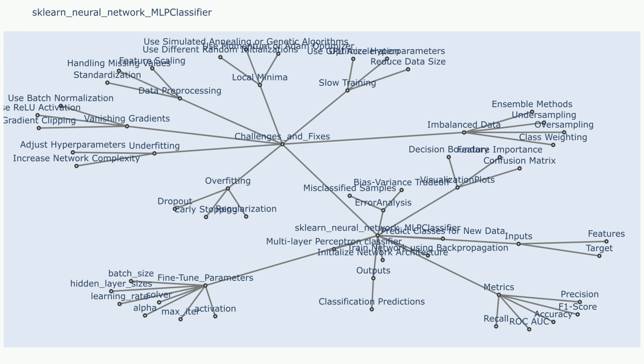Fixes to Challenge 2. Increase the model complexity by increasing the number of hidden layers or nodes. Try different activation functions. Use a different optimization algorithm. Adjust the learning rate.